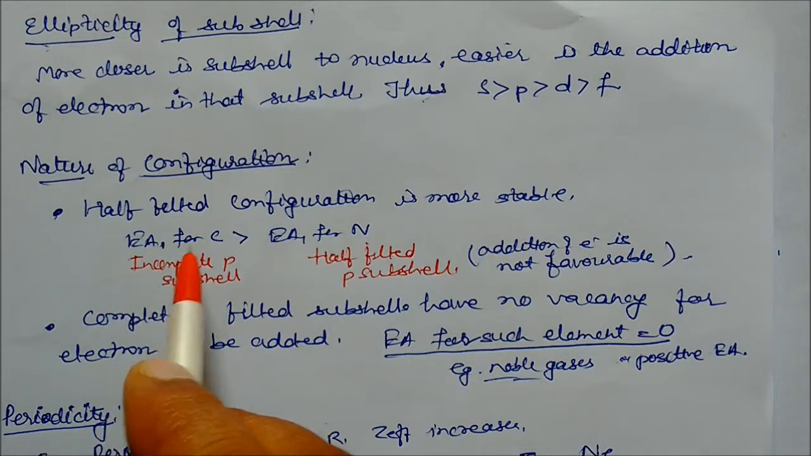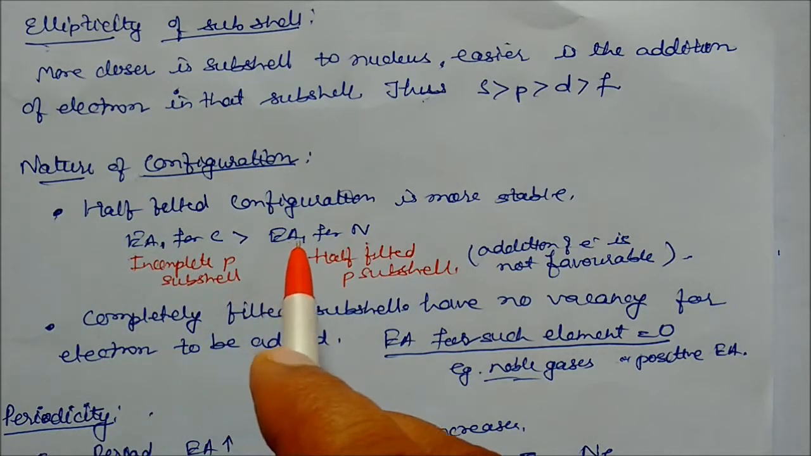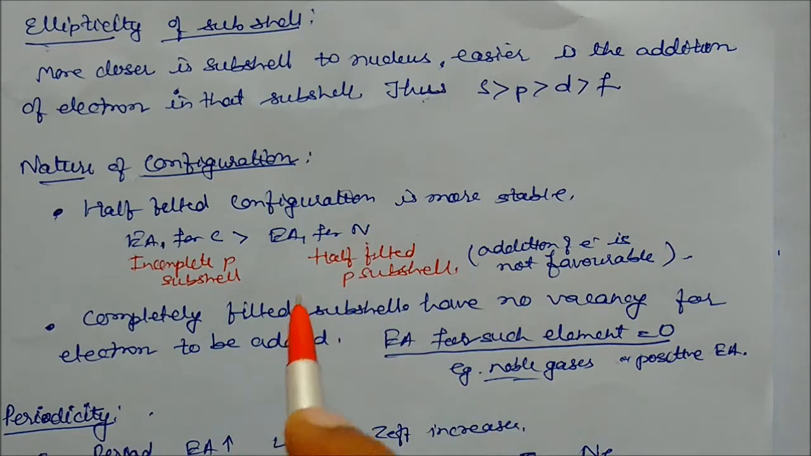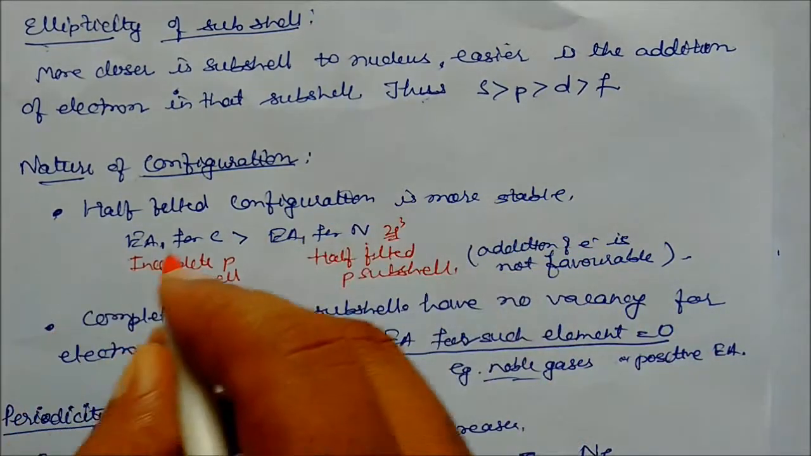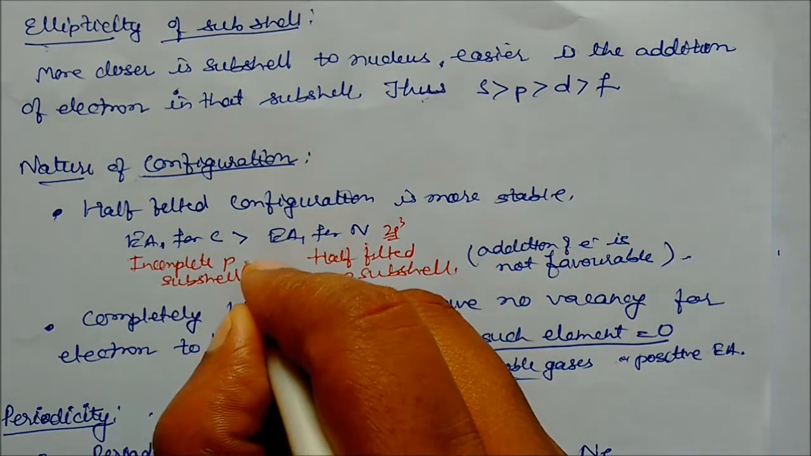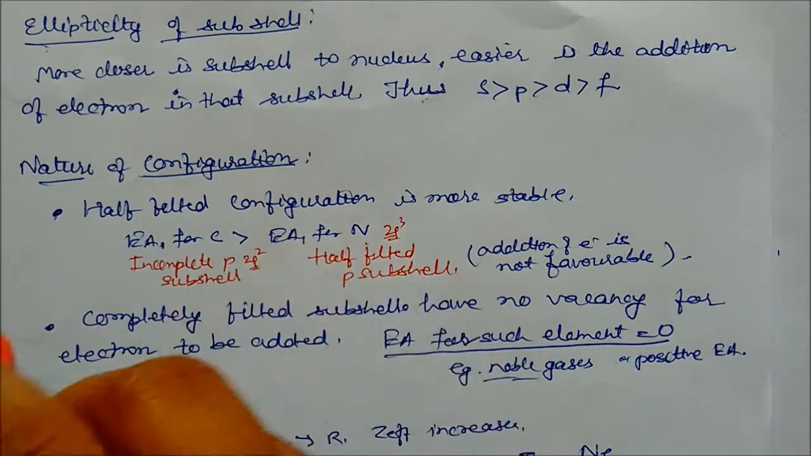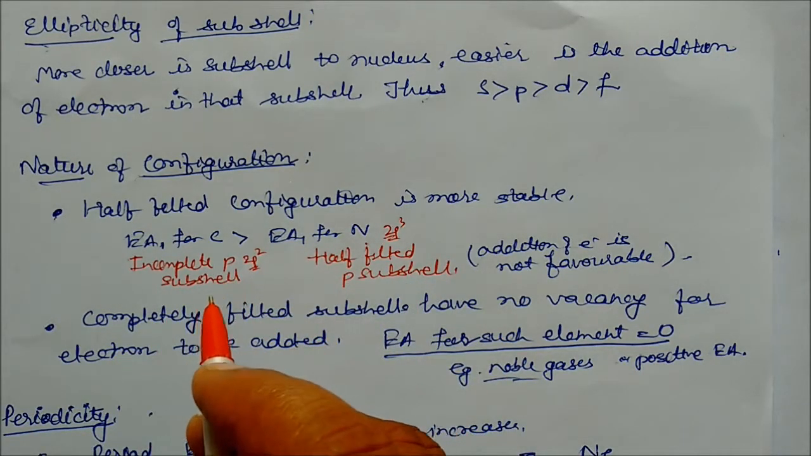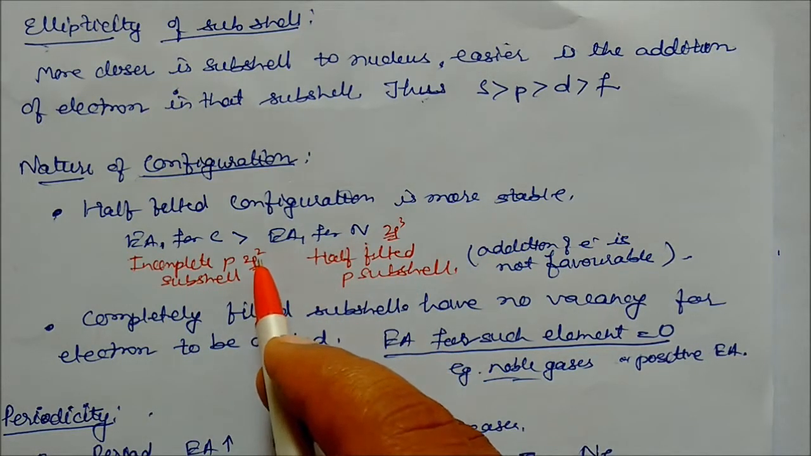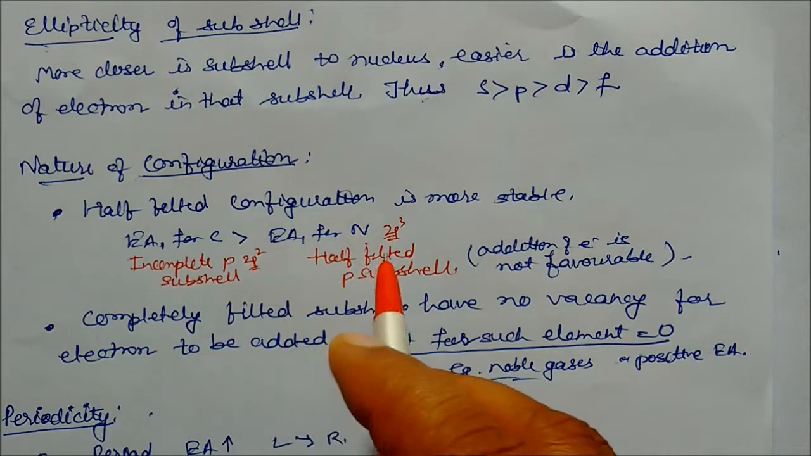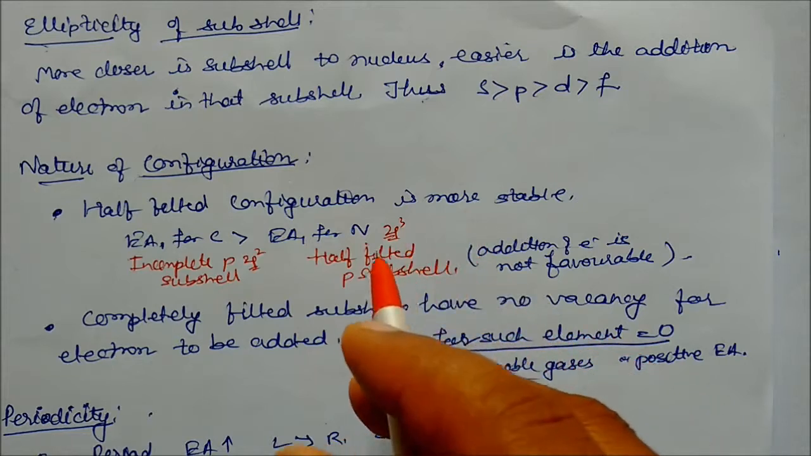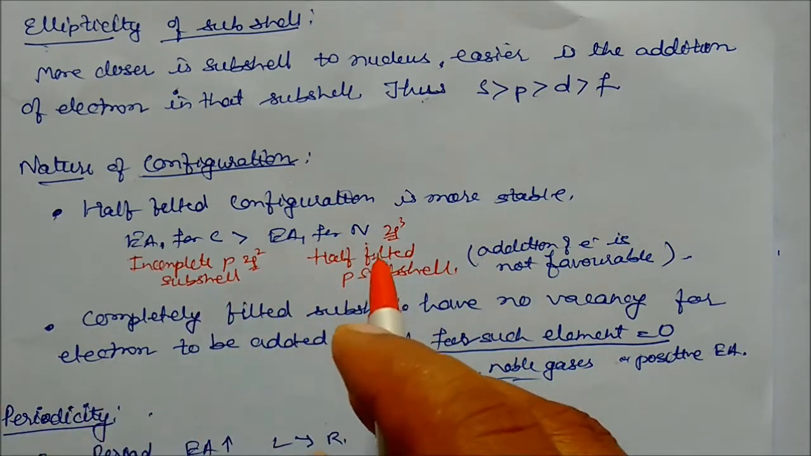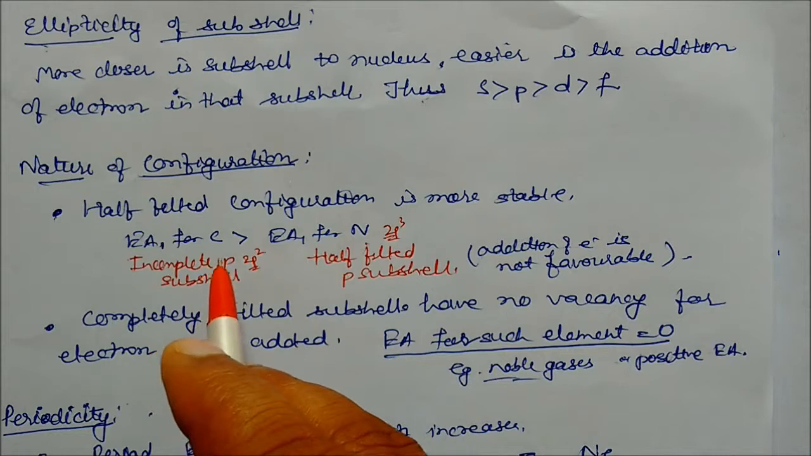The first electron affinity for carbon and the first electron affinity for nitrogen. In nitrogen we have 2p3. You can see here in nitrogen we have 2p3, so this is just half-filled. But if you take electron affinity for carbon, it is not 2p3, it is 2p2. So this is not half-filled, it is incomplete. So here addition of an electron is favorable, but there addition of an electron is not favorable. Because with 2p3, if you give one more electron, it is already stable, so it will not accept electrons, it will repel. So here electron affinity will be negative, and there it will be positive.